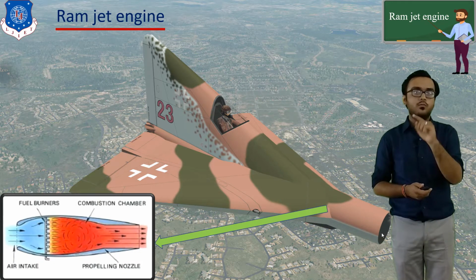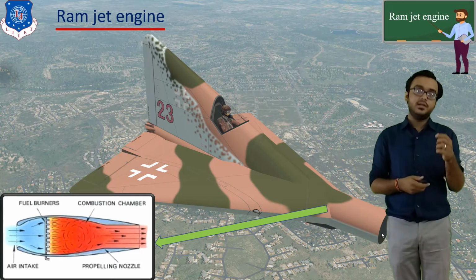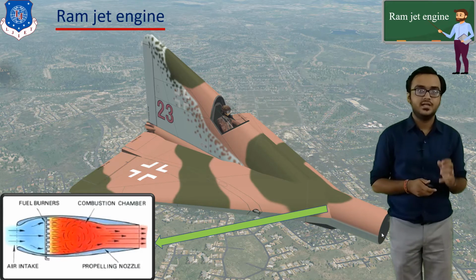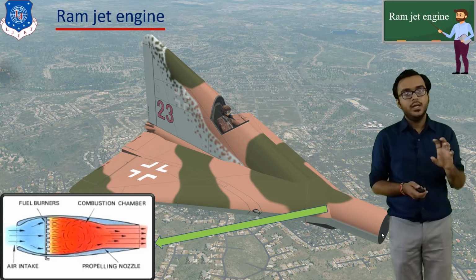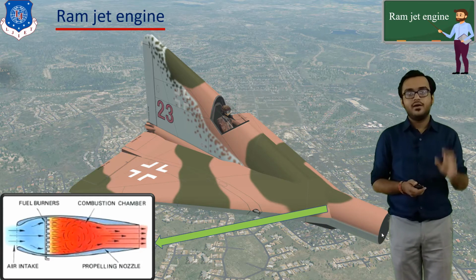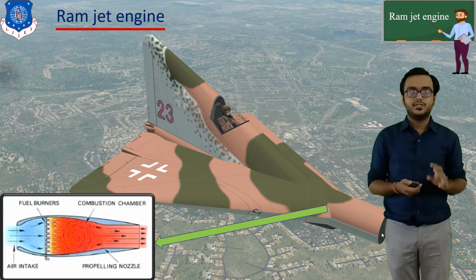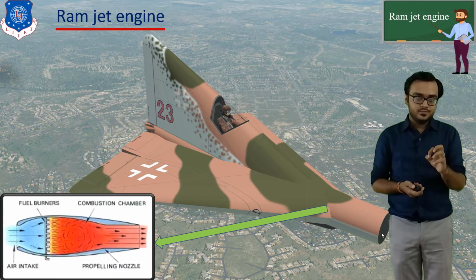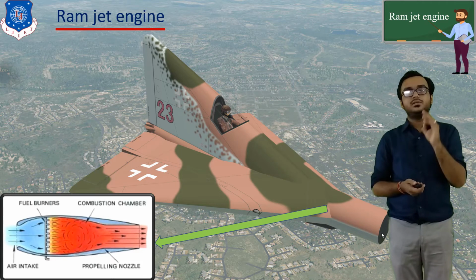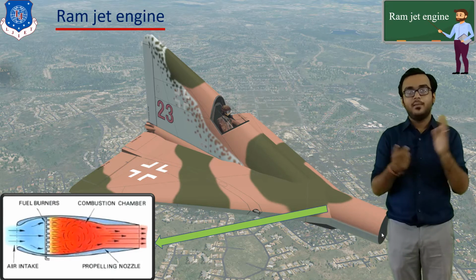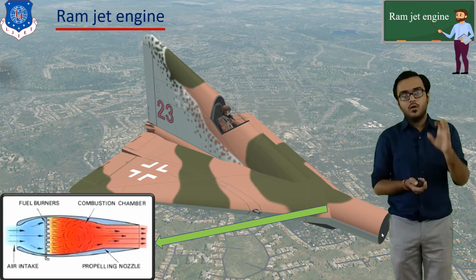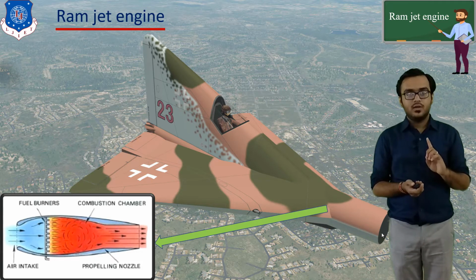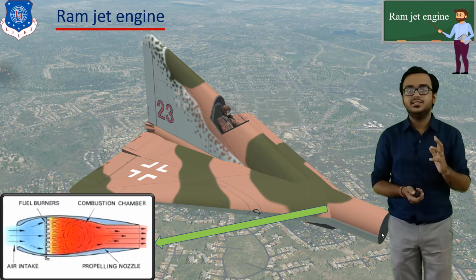I have marked a green arrow so that you can correlate the engine with the line diagram for a thorough understanding of its working. Just observe the line diagram and try to correlate it with the actual system. The ramjet engine is one of the simplest engines ever found in the family of jet engines. In the line diagram you can see there is only the body of the engine and the fuel burner.